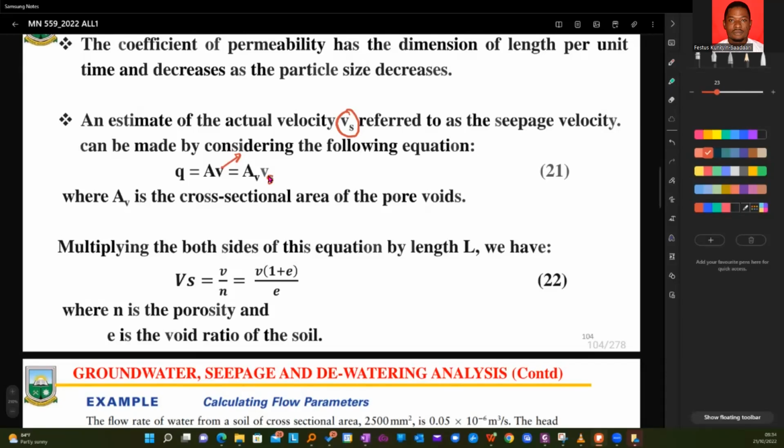And so then, how do I compute seepage velocity? I can calculate seepage velocity if I know my V and the porosity of the substance, then it can further be expressed like this. So all I need is to know the velocity of flow times this plus that, all over e. And this is the void ratio of the soil. And then we are able to compute the seepage velocity of any given sample.